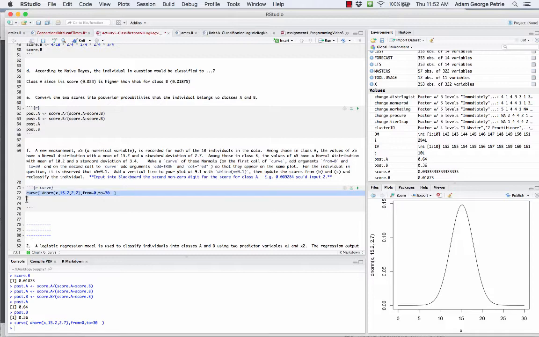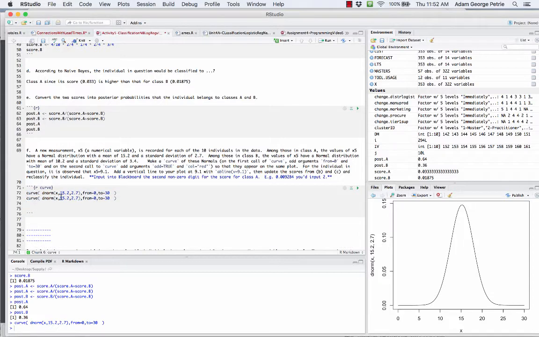Let's add in this other curve here. Well, we can run a separate curve command. Still dnorm x here. We just put in the new mean and standard deviation. And then what we would like to do is add this curve to the existing plot. So we'll put in the argument add equals true. And to differentiate that from one another, we're going to give it a separate color, col equals red.